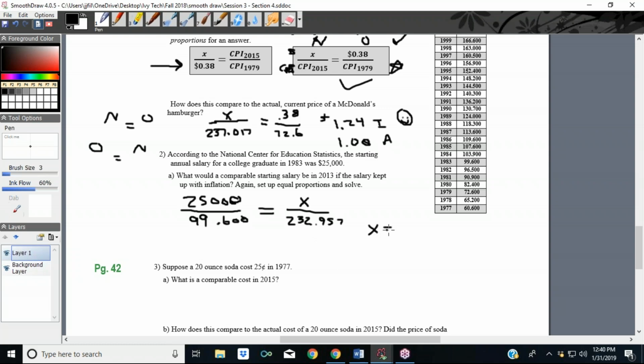And so the salary in today's dollars, what would that be? So this would be a starting salary. Looks like you guys are getting $58,473 and 14 cents. Yes.